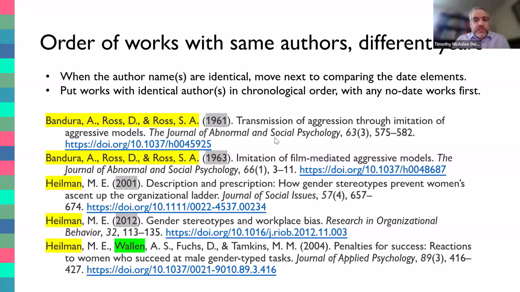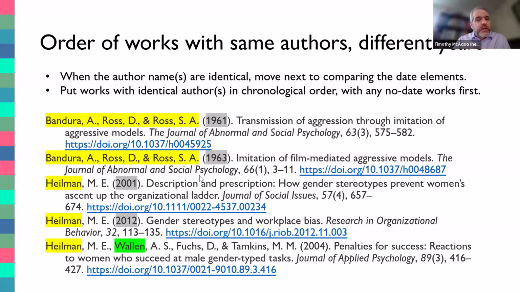And the next two references are works by M.E. Heilman, and they obviously have the same single author in each reference. So they're ordered by date. 2001 comes before 2012. And then the last reference follows all of those because nothing comes before something. You had single author Heilman works, and then that last work is one where Heilman had co-authors.